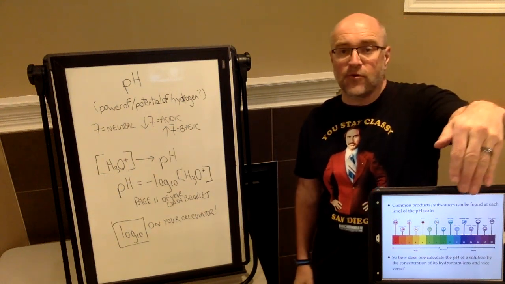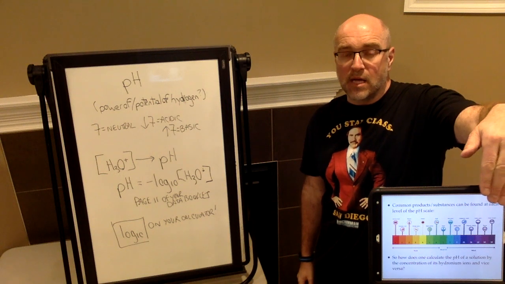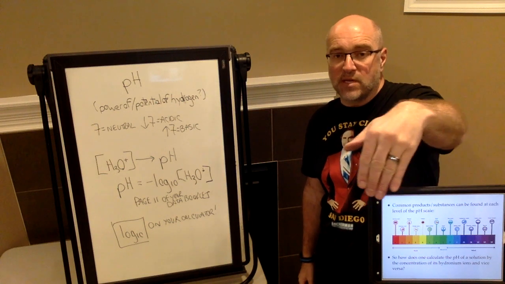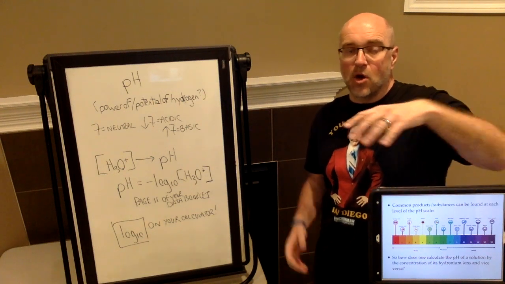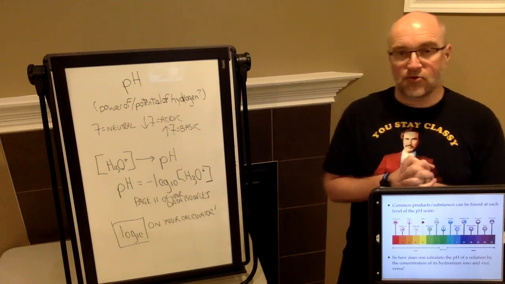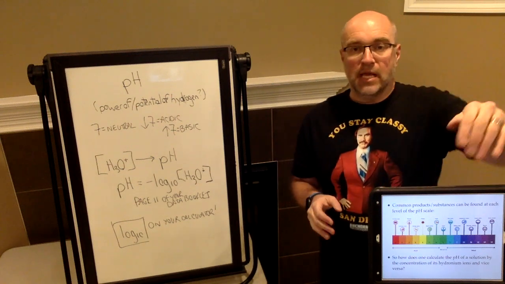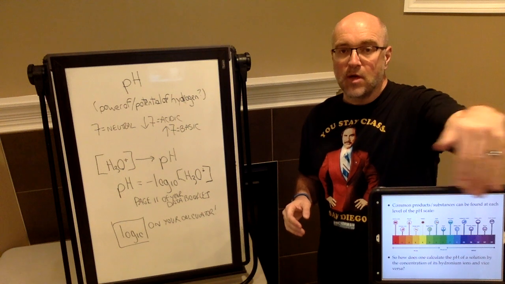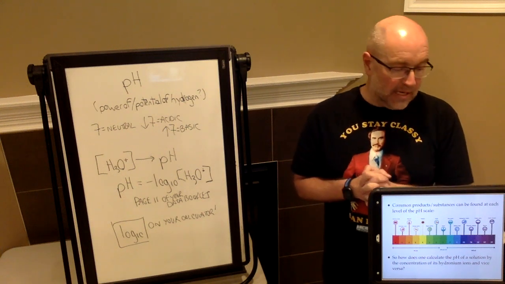And you can see that the further away you go from 7, either toward the basic side or toward the acidic side, the further away you go from the middle, the more extreme and the more powerful they are. The acids are closer to 0 and the bases are closer to 14.